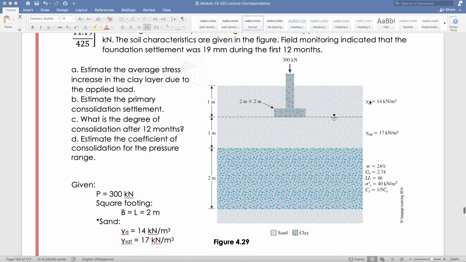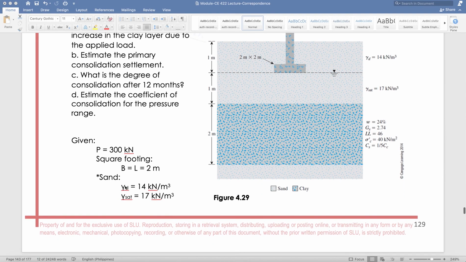So we have here the unit weight of the dry, the unit weight of the saturated, and we have here the characteristics or parameters of the soil. So here we need to solve for the unit weight of our clay. So what are the given? We have B times L, which is 2 by 2.